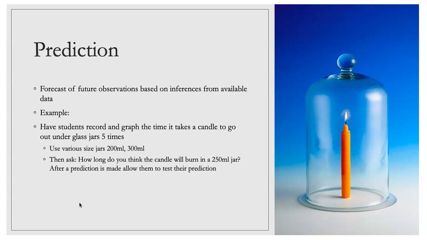So you would have your students light a candle and then put a 200 ml glass jar over it 5 times, and then do the same experiment with a 300 milliliter jar, and then ask, how long do you think the candle will burn in a 250 milliliter jar? And you'd have your students make that prediction and explain how they came up with that prediction, and then allow them to do their experiment to see if their prediction is correct or not. And if it is correct, then you can have them elaborate on how they got to the correct prediction. And if it's not correct, then they can continue to explore.